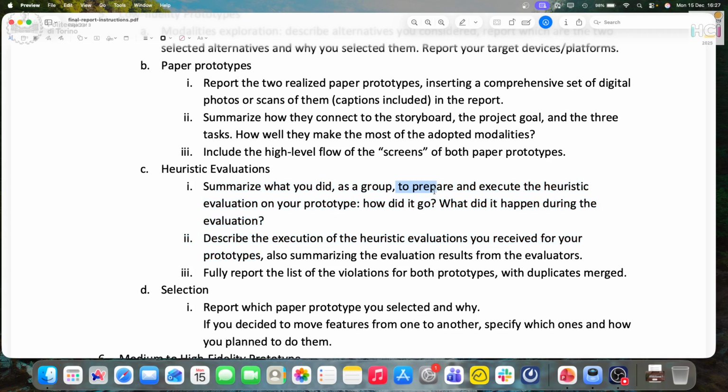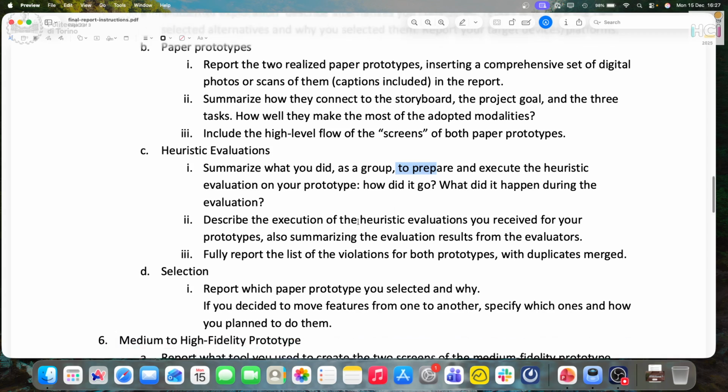We printed the paper, we printed the list, we printed the task, we put them on an iPad, we did it in the class, we did it outside of the class, whatever you did. And then describe the execution of the heuristic evaluation. So we were in the class and people navigated according to the task, according to number of pages, according to whatever happened. And then summarizing evaluation results from the evaluator.